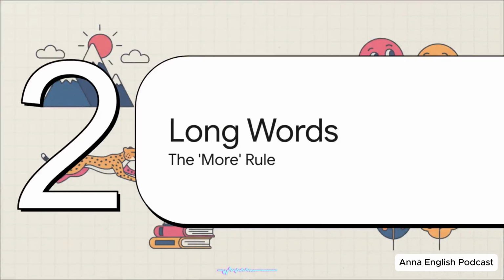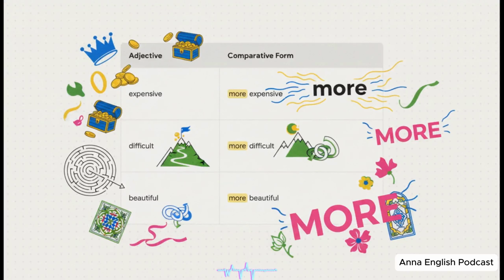All right, so we've got the short words down. Now it's time for rule number 2. And this one is for the long words. You're gonna love this. With longer words, the ones with 2 or more syllables, things get even easier. We don't change the word at all. All we do is put this one magic word in front of it, more. So expensive becomes, you guessed it, more expensive. Difficult is more difficult. And a word like beautiful becomes more beautiful.